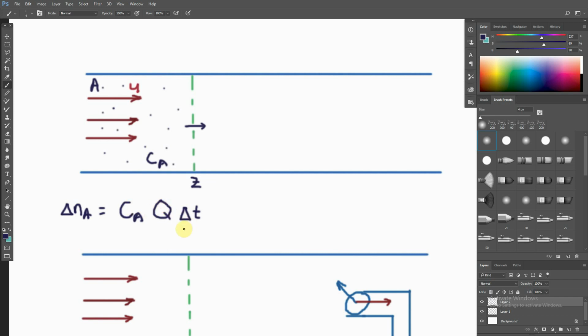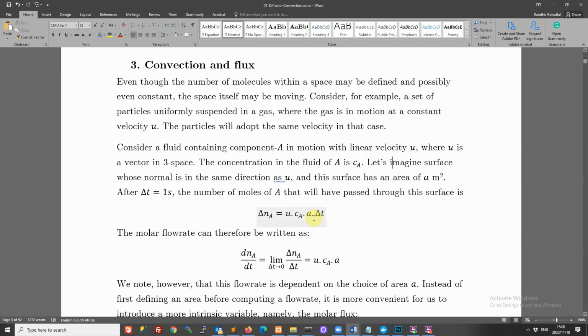So the molar flow rate multiplied by the time change tells us the number of moles that left the space. And this volumetric flow rate we can rewrite in terms of the linear velocity. So simply the volumetric flow rate is going to be the linear velocity U multiplied by the cross-sectional area, which we will simply call lowercase a. Right, so we've written the same thing down here. And then if we divide through by delta t and take the limit delta t going to 0, we can rewrite this as dNA/dt, and left over here is U CA times A.